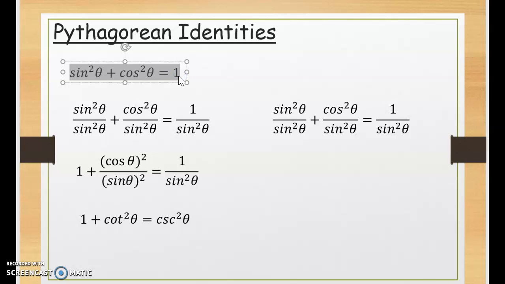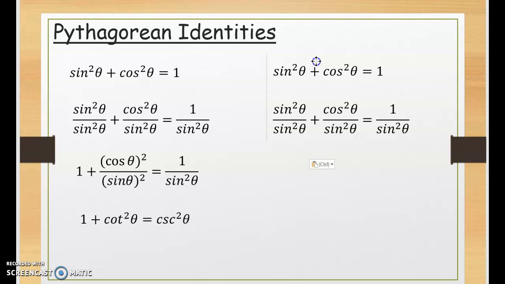So again, sine squared theta plus cosine squared theta equals 1 is considered to be, well, we nicknamed it the mother of the Pythagorean identities, because the other two are basically an algebraic manipulation that we do from this original one.